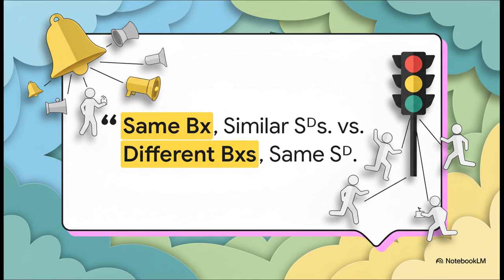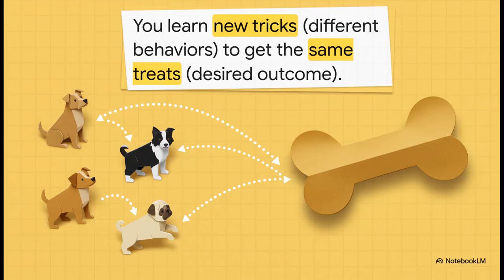For those of you in the field, here's a really useful mnemonic. BX is shorthand for behavior, and SD is the technical term for the discriminative stimulus. You could just think of it as the trigger. So for stimulus generalization, it's the same behavior, similar stimuli. For response generalization, it's different behaviors, same stimulus. And here's a much simpler way to think about response generalization that I find really helpful. New tricks, same treats. It just perfectly captures it, right? You're using different behaviors, the new tricks, to get the same reinforcing outcome, the same treats.